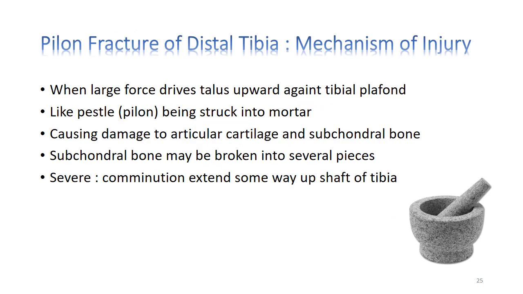Unlike the twisting injuries that cause the common ankle fracture, pilon fractures occur when a large force drives the talus against the tibia. Imagine a pestle being struck on the mortar, where the pestle is the talus bone and the mortar is the tibial platform. Due to the high force, there is usually considerable damage to the articular cartilage, and the subchondral bone is broken into several pieces. In a very severe case, the comminution can extend even until the shaft of the tibia.